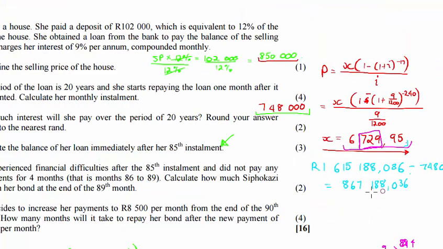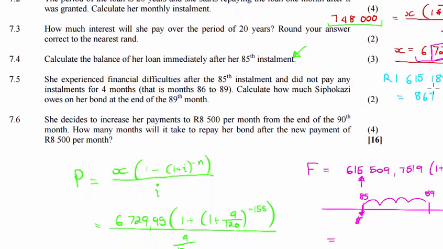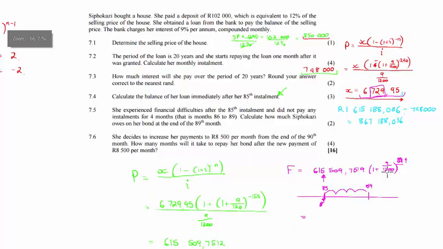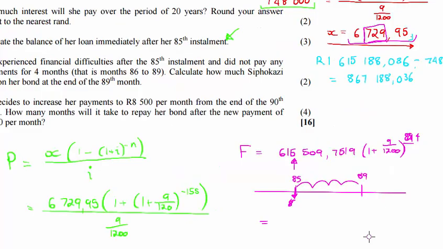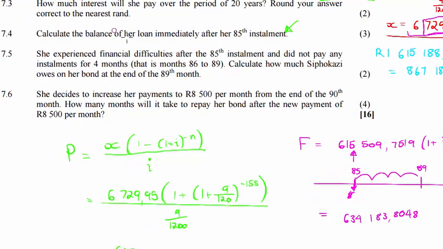Cool, let's go with this one. So in other words, it should have been only 4 months that you added, and then what would you get? After 4 months, she owes how much? 634,183.8048. Excellent, thank you. And they did ask to round to the nearest rand up there, but that's not important.